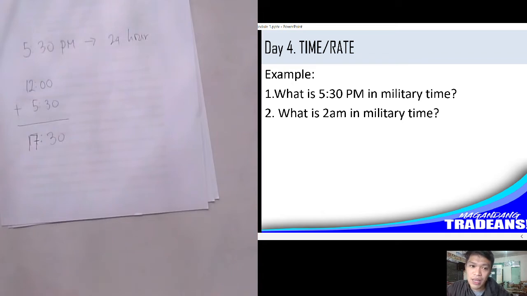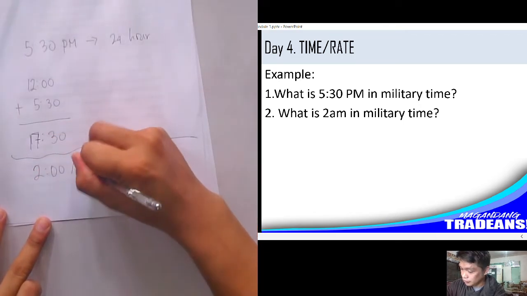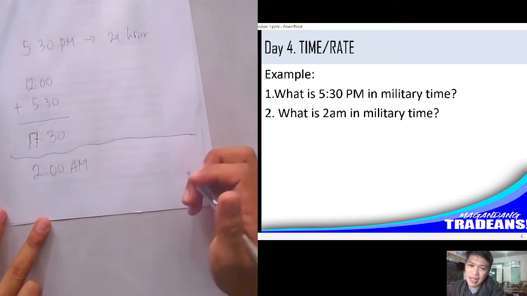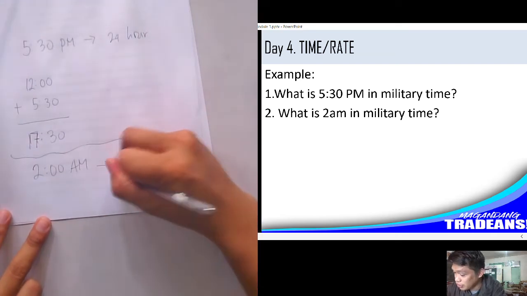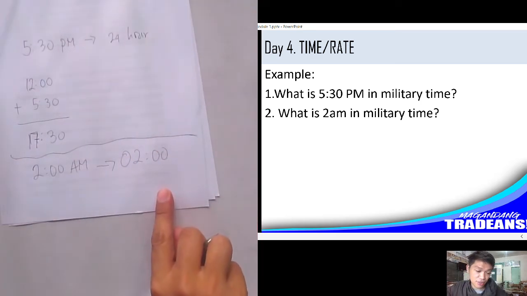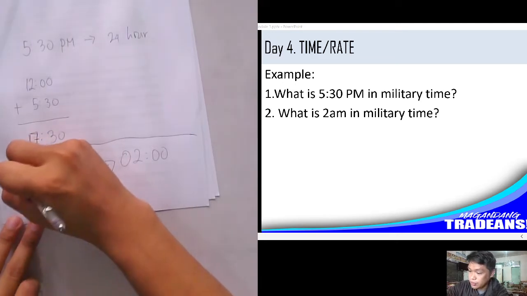Okay, the next question, we have question number 2. What is 2 a.m. in military time? Okay, 2 a.m. Lumampas ba siya ng tanghali? Hindi po. Kasi nag-start po tayo ng oras ng 1 a.m. or 00 o'clock. Okay, 1 a.m. to 2 a.m. So, hindi pa siya lumampas ng tanghali. So, therefore, ang sagot dito, pag i-convert mo siya, 02:00 o'clock. Again, take note, 02:00 o'clock. That is how to answer that one. Okay? So, that is number 2 example. Number 2, this is number 1.